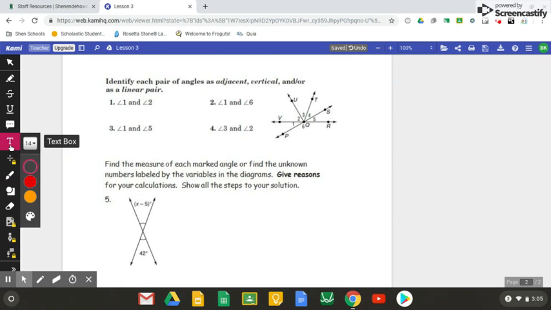Here we go, to the back. So we're going to use those definitions to help us complete these. Identify each pair of angles as adjacent, vertical, and or linear pair. All right. So angle 1 and 2.